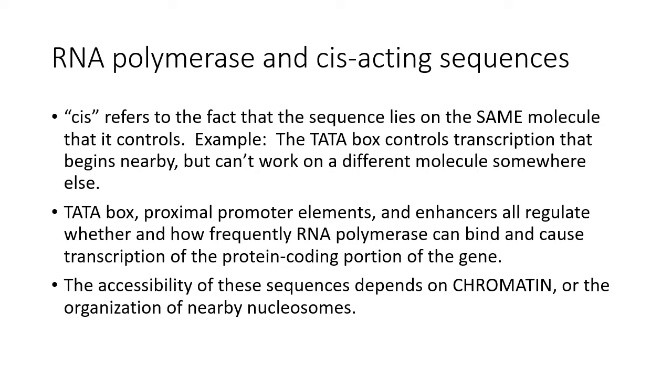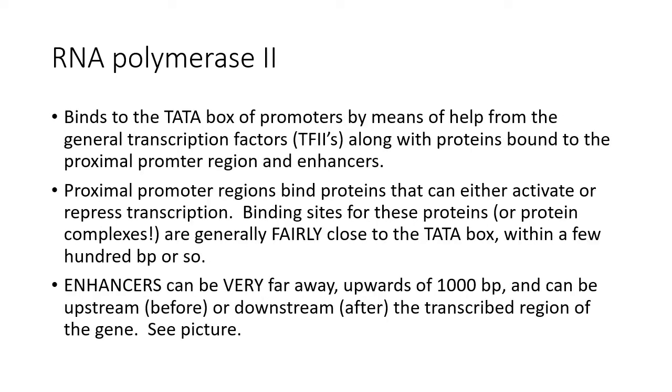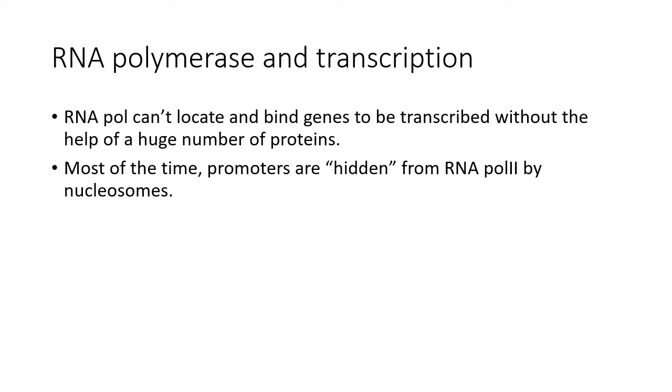Okay, importantly, we realize we've got to get a lot of proteins there, but we've got to deal with the nucleosomes in the process. So the accessibility of these sequences depends greatly on the configuration of the actual chromatin and the organization of nearby nucleosomes. So we're going to need to be able to get all these proteins there, but we sometimes have the problem that the nucleosome is in the way. So it's very important to get the nucleosome out of the way to get transcription to occur. We can't bind if there are proteins in the way. Most of the time, promoters are hidden from RNA pol II by nucleosomes.